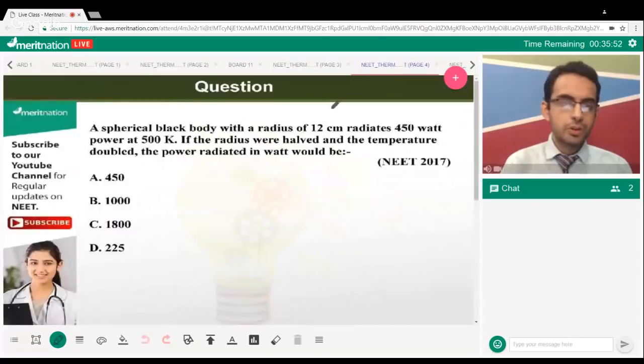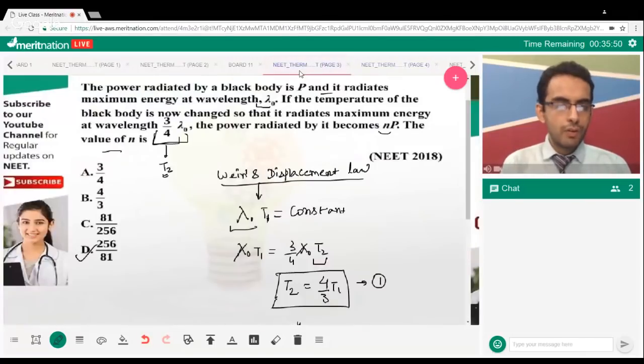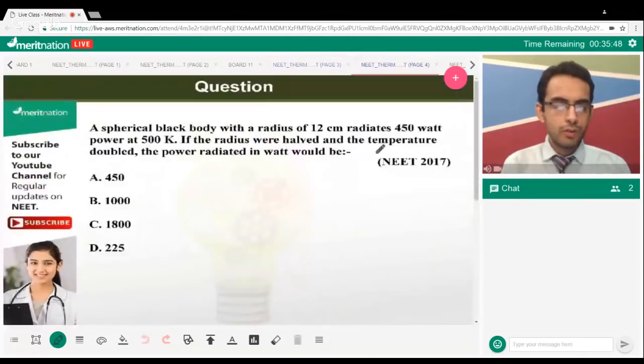Again, this question also, see, last question was from NEET 2018 and this question was from 2017. So you can see the frequency of questions coming from the same concept in consecutive years. So a spherical black body with a radius 12 centimeter radiates 450 watt power at 500 kelvins. If the radius were halved and the temperature were doubled, the power radiated would be.